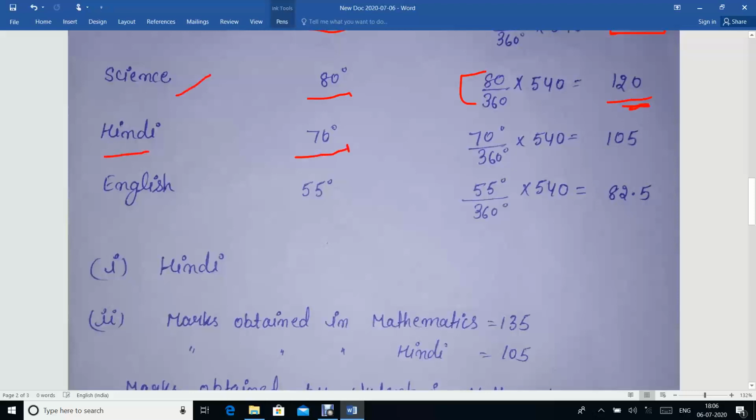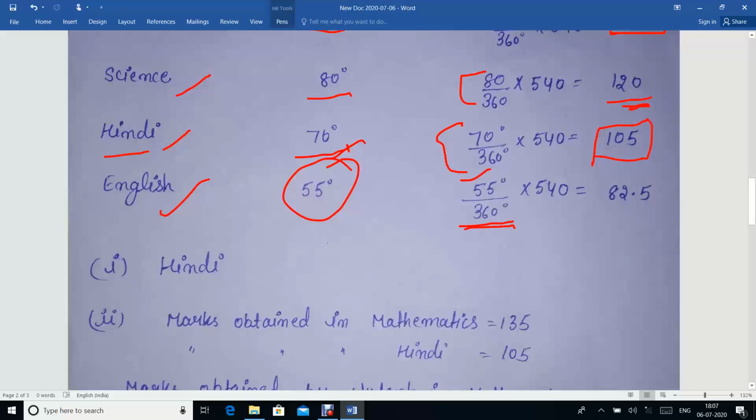Similarly, for Hindi, 70 degree is the central angle. If you solve this 70 degree for the marks obtained in the subject Hindi, you will get 105 marks. Similarly, you can find out the marks in the subject of English. There is a central angle 55 degree for English. Then you have to put 55 degree in the numerator and 360 degree in the denominator.